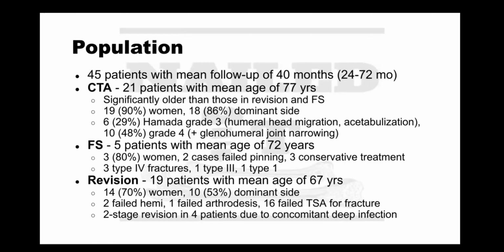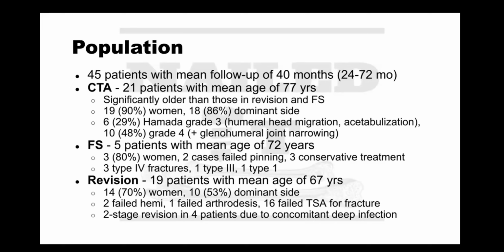And then when we look at the fracture group, only about 5 patients, but again, similar demographics, mainly women. And the fracture classification was the Boileau classification. So about 3 patients with a type 4 fracture, which is characterized as severe malunion or non-union of the tuberosities. And then there was a type 3 fracture where the surgical neck non-union, and then one type 1 fracture where it was valgus impacted.